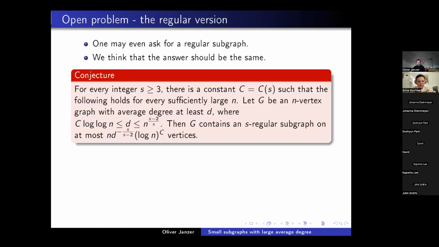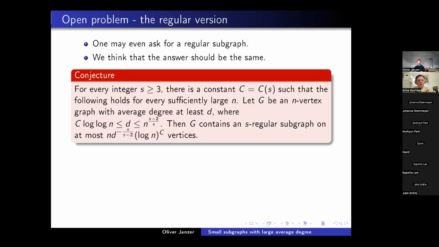It's just the same conjecture as before, that there should be an s-regular subgraph on at least this n times d to the minus s over s minus 2 times log n to the c vertices. So the same number of vertices we were allowed to use before. There's one change. Previously, d just had to be bigger than s. And now I'm saying that d has to be bigger than log n.